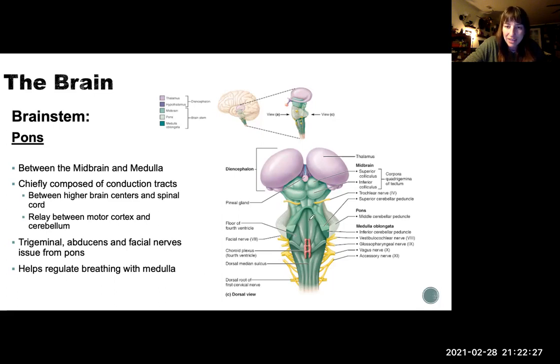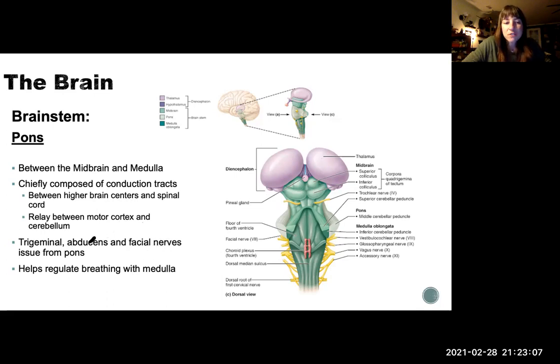We're looking at a dorsal view, so the pons is more ventral. We're not able to see it all the way, but it wraps around that backside over there. It's going to be conducting impulses from the higher brain centers and the spinal cord, okay? So as it sits there physically in between the higher brain centers and the spinal cord, of course, it's going to relay information to and from those two things. So it relays information between the motor cortex and the cerebellum as well, which is involved in fine motor reflexes, which we'll talk about in a minute.